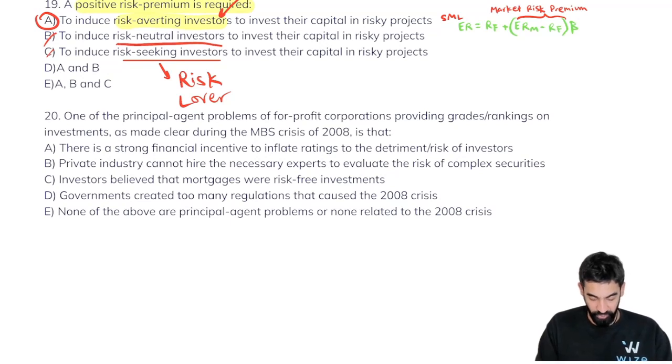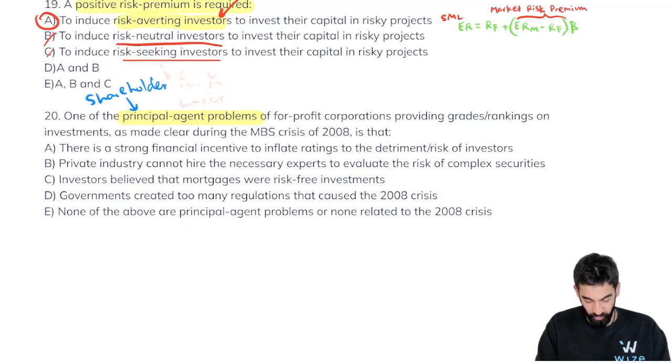Question number 20. One of the principal agent problems. So what is the principal agent problem? You might have seen that in COM 308 or 309, those of you that are taking that. The principal is basically the shareholders. And the agent is basically the one that represents the shareholders, me and you. That would be the CEO or the managers.